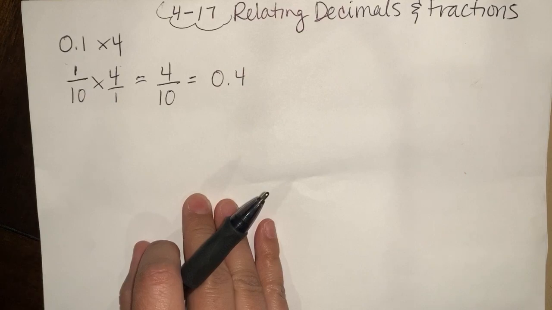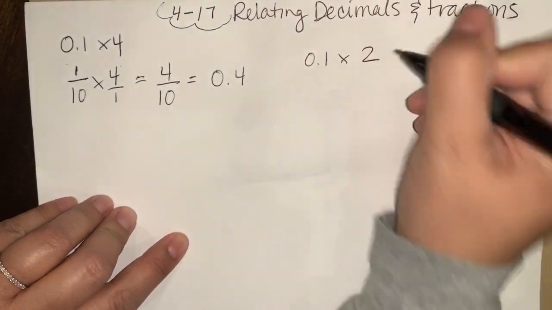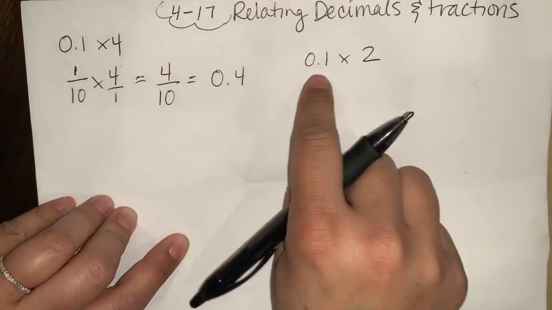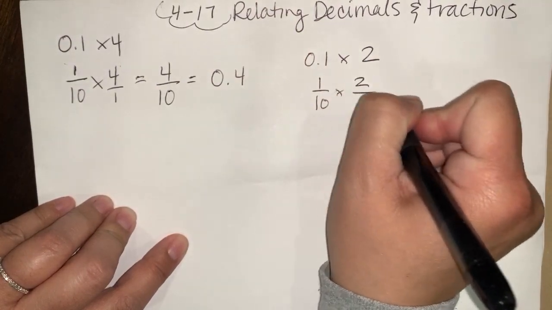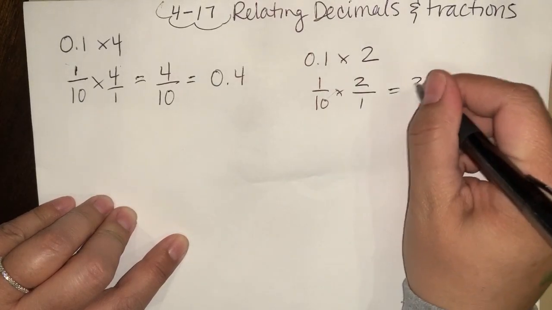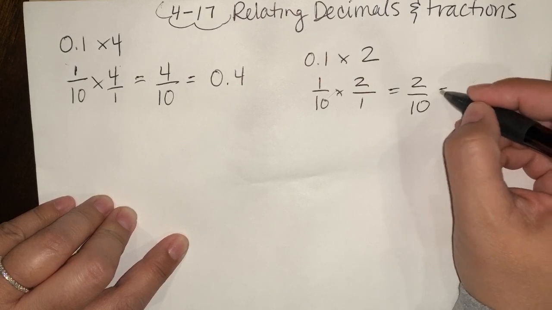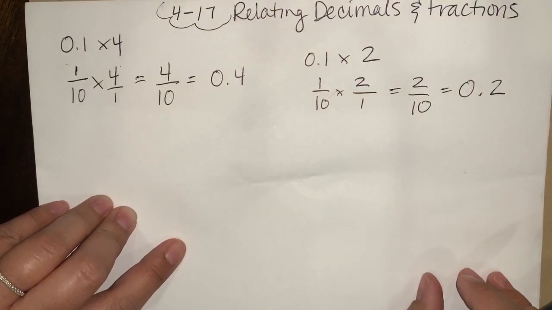Next one will be 0.1 times 2. You could read this as 1/10 of 2. Write it as a fraction, 1/10 times 2 over 1 is 2/10. You can read it as 2/10, and then you can write that as a decimal, 2/10.